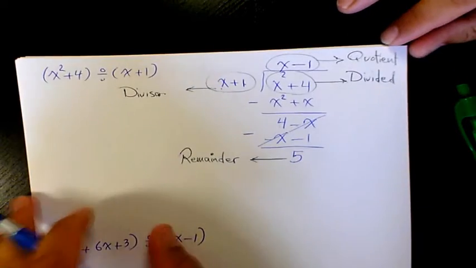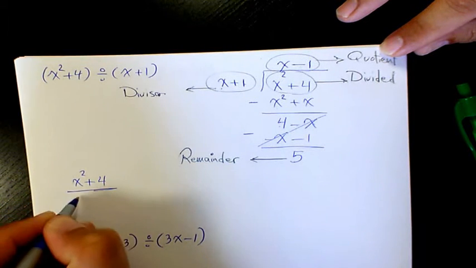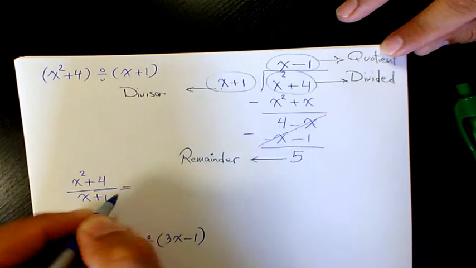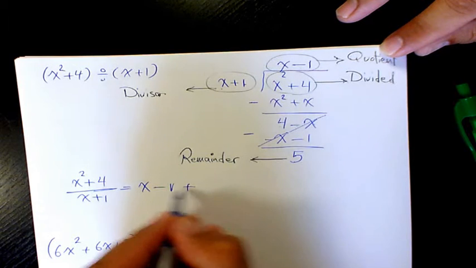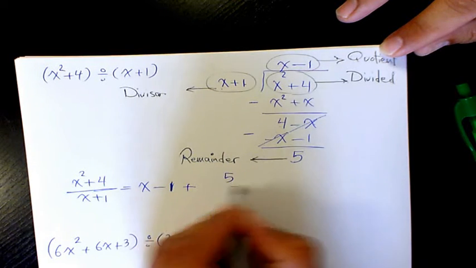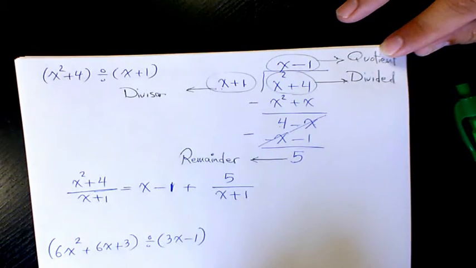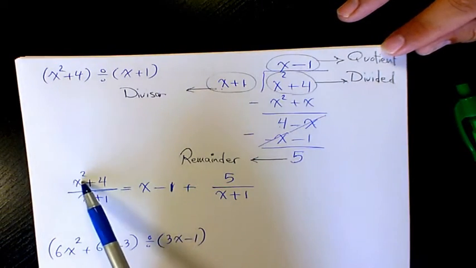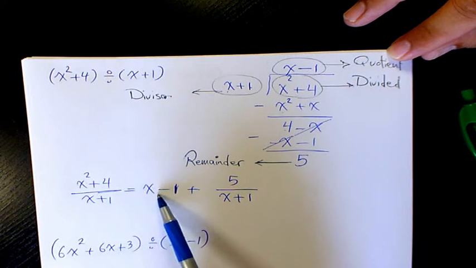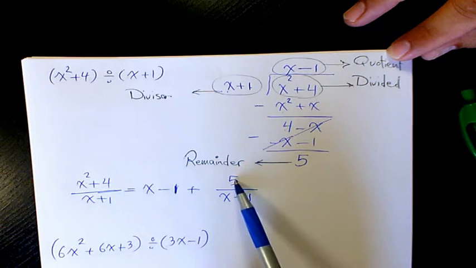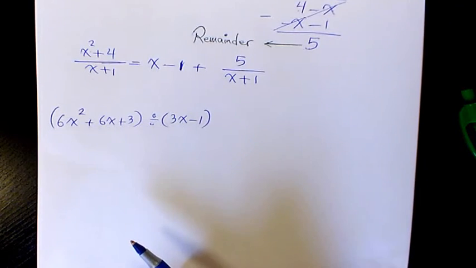So we have x squared plus 4 divided by x plus 1. That's going to be equal to x minus 1, which is the quotient, plus remainder divided by divisor. That's how we report it. So dividend divided by divisor is going to be equal to x minus 1, which is the quotient, plus remainder over divisor. Let's see another example.